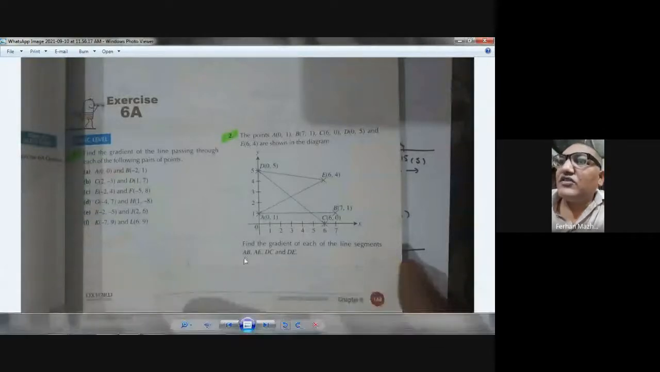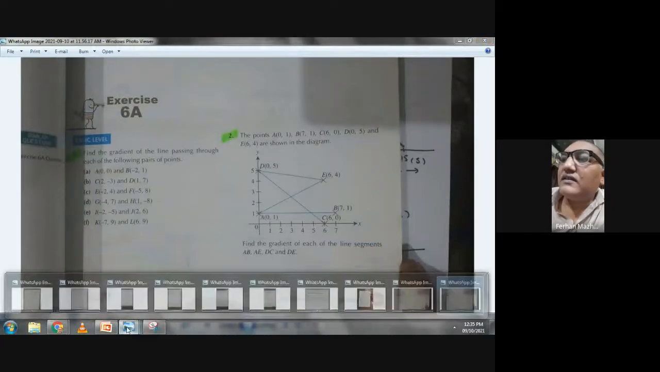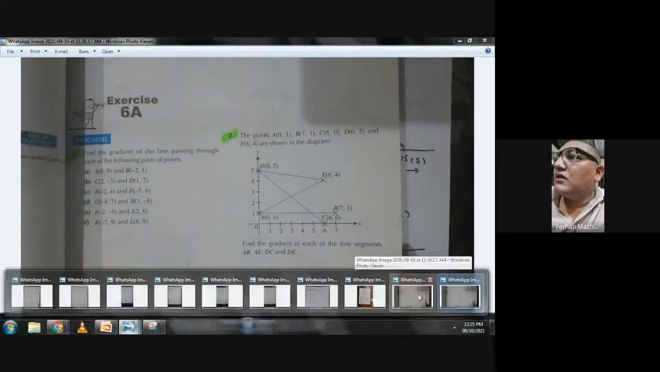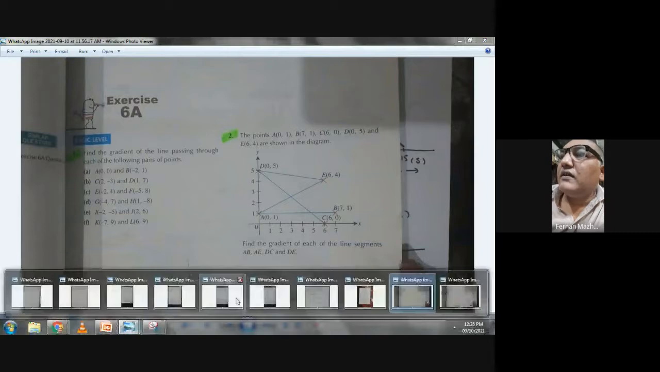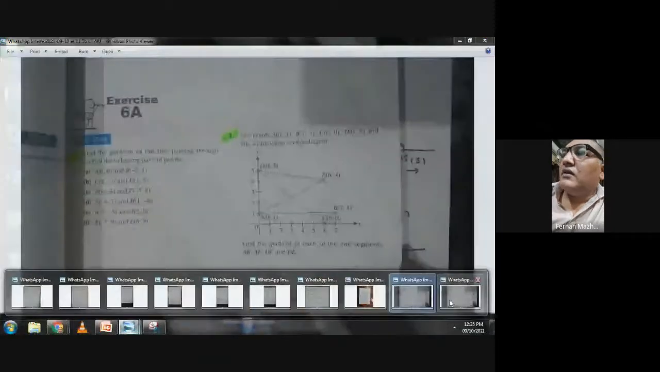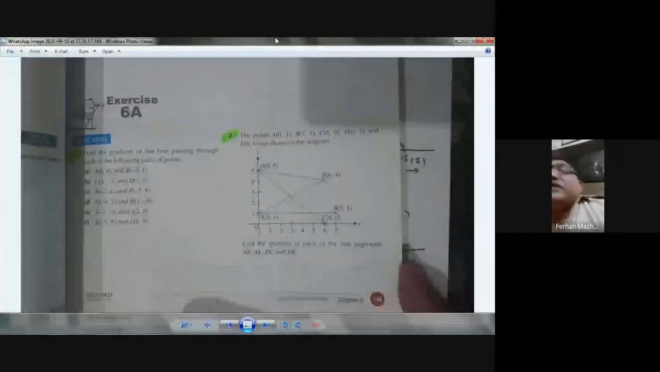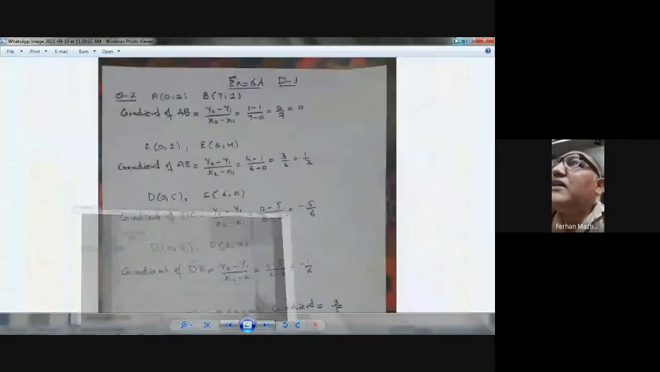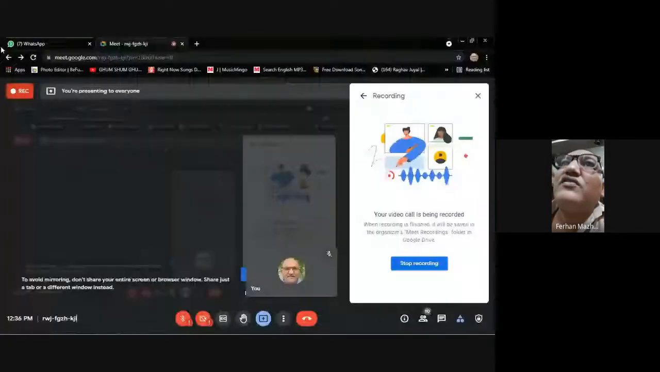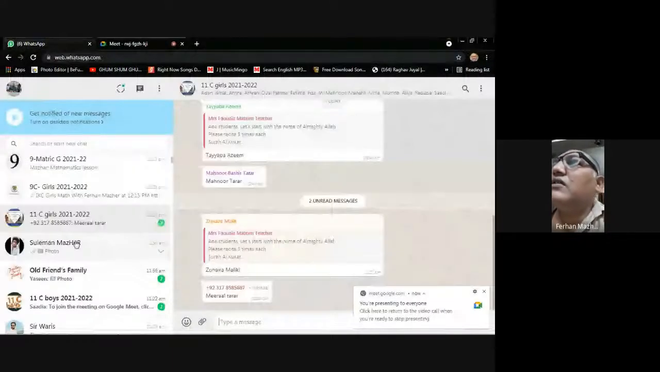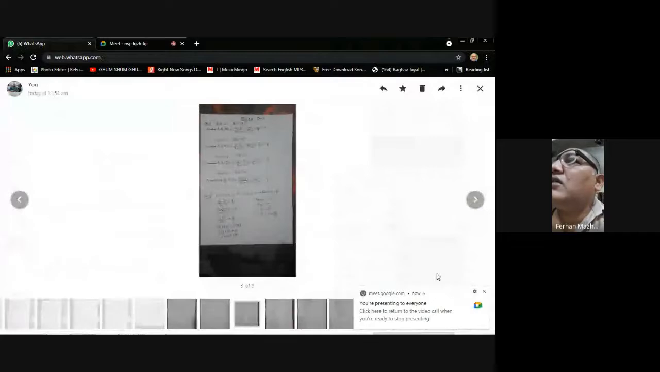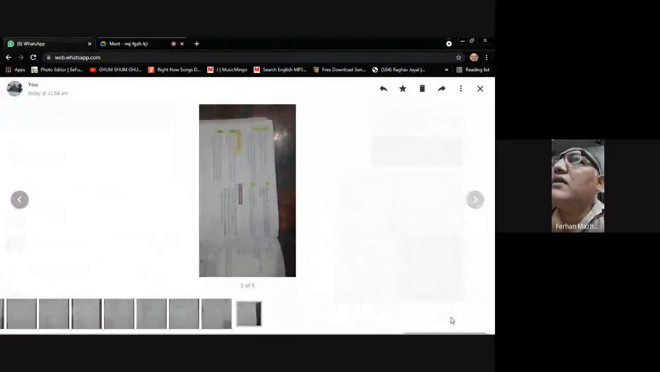So this is the question. I have taken another photo. Let me see. I took the same photo again. Let me bring the next question. I have taken that photo, but unfortunately, it's not showing up here. So let's see. Yeah, here we go.